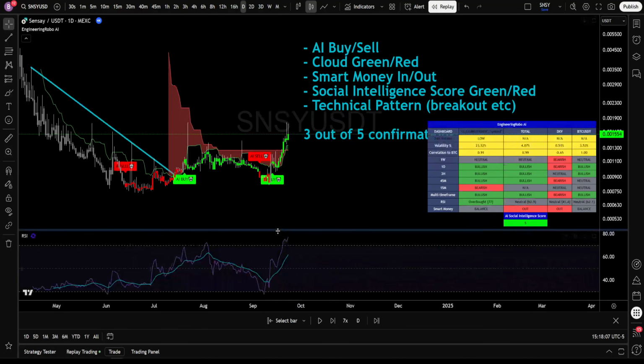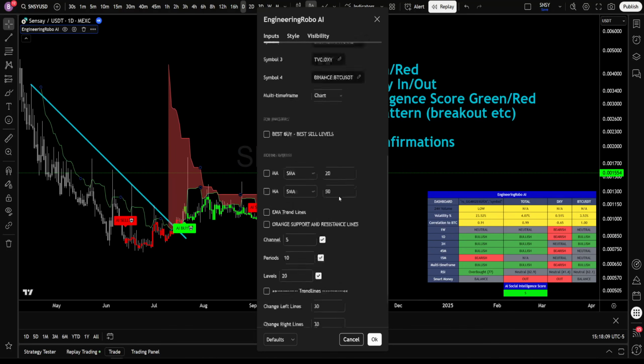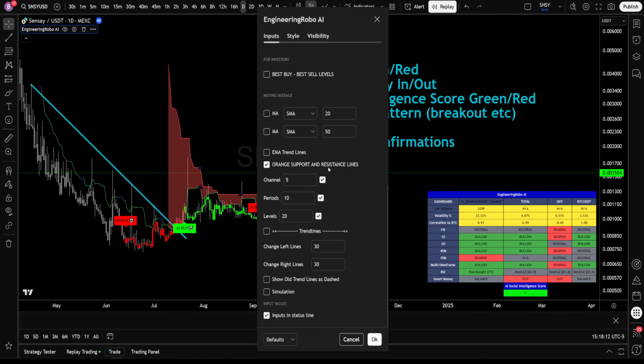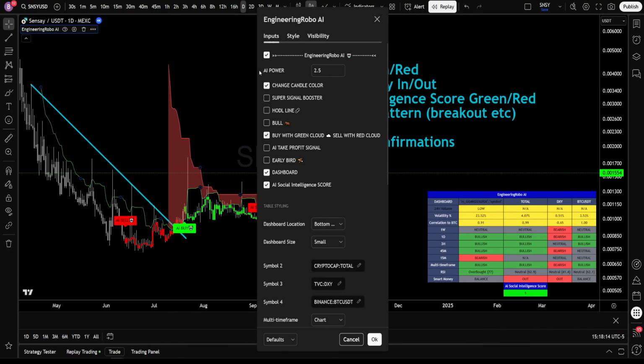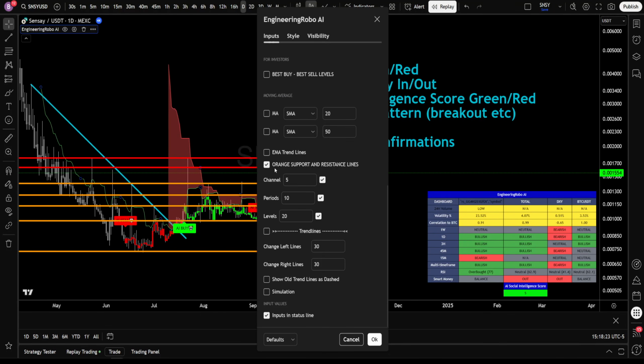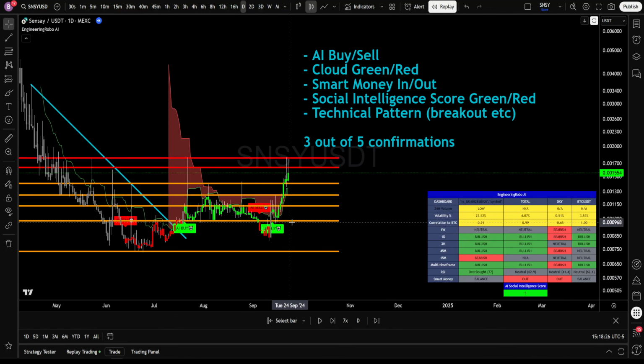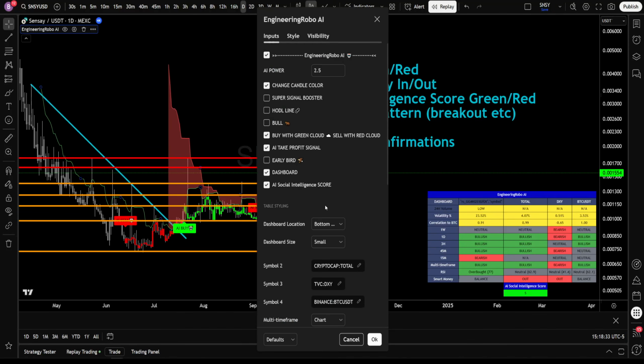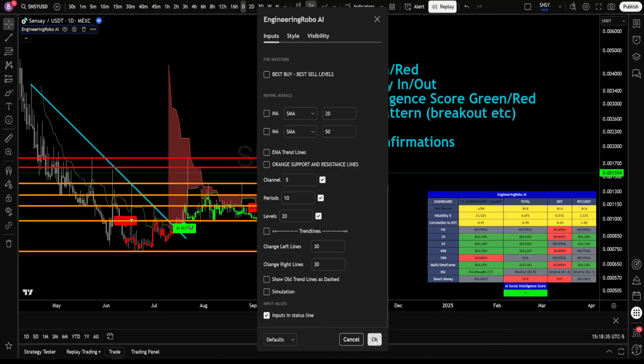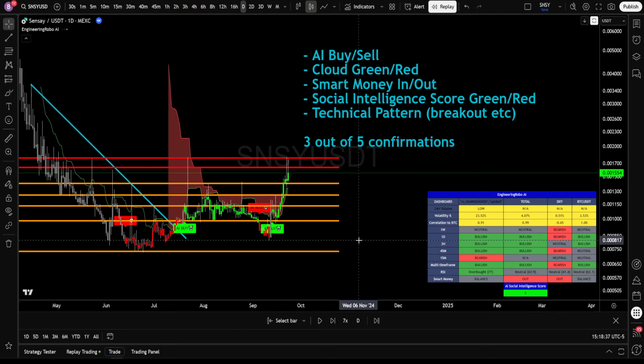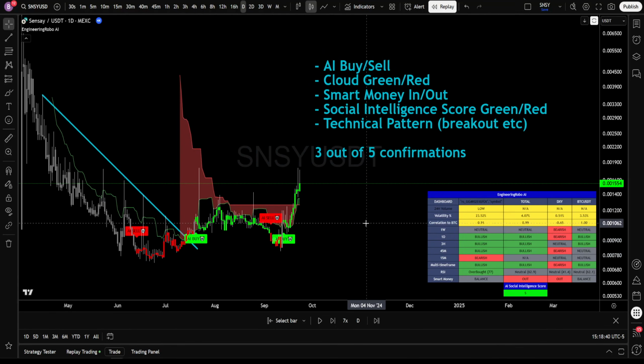But anyway, there are some options here for Engineering Robo. You can click on orange support resistance lines. Currently, these are the settings, by the way, for spot trades. You can also put on the AI take profit signal. That'll tell you good areas to take profit as well. If we put on the auto support resistance lines, you don't have to draw them yourself if you don't want to, but I would recommend learning how to. It's going to help you. These are more useful, in my opinion, on scalping or lower time frames. So I'm going to keep them off while we're talking about spot on the daily chart.